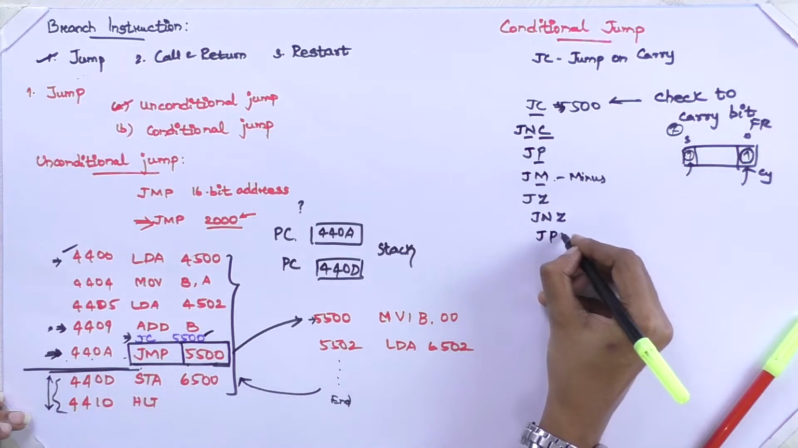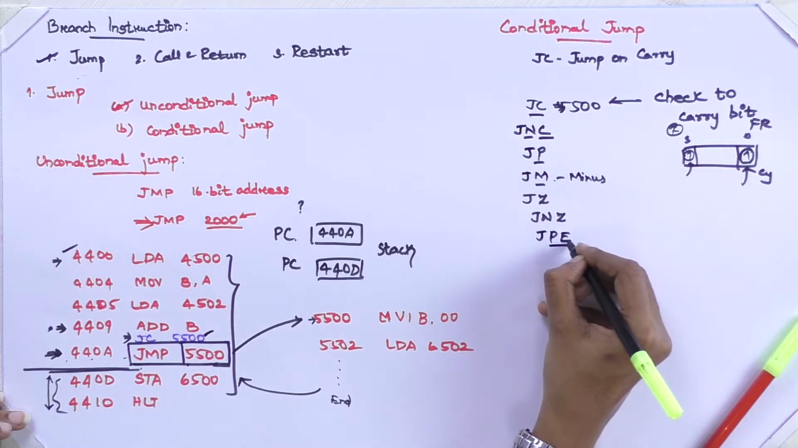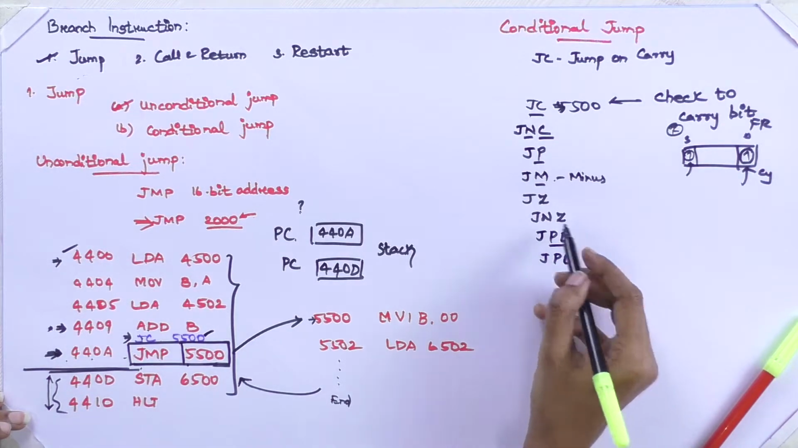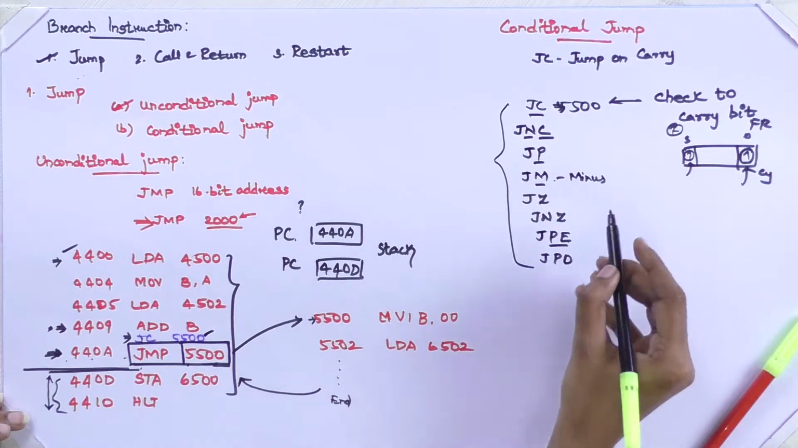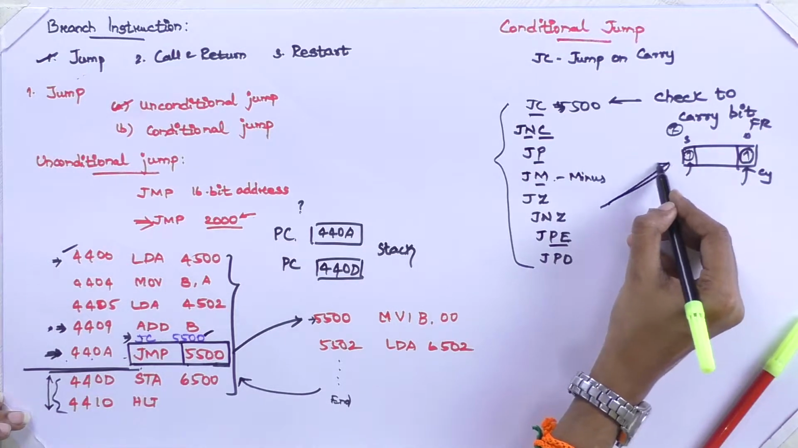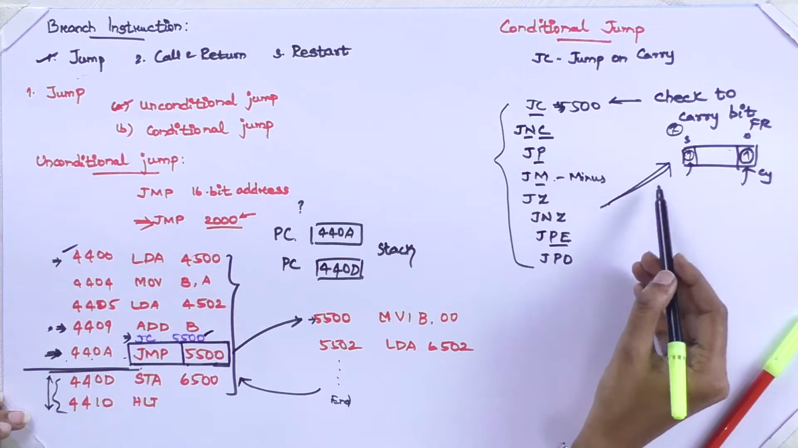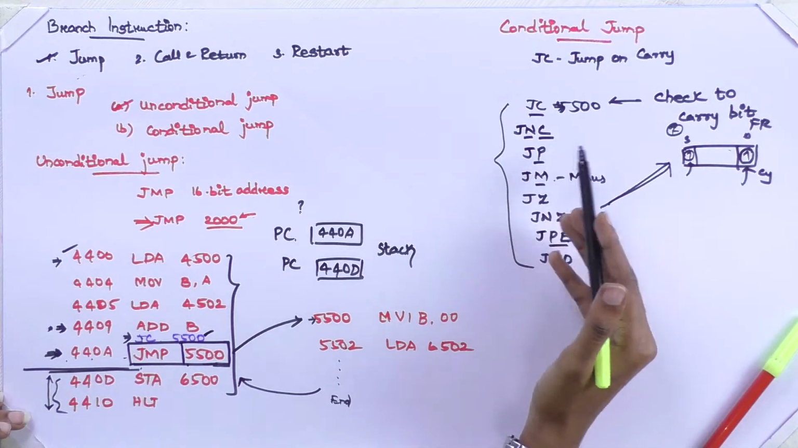Another one is jump on even parity. PE means even parity. And the next one is jump on odd parity. All these instructions check the flag register. So if that particular bit is set, it will jump, otherwise it won't jump.